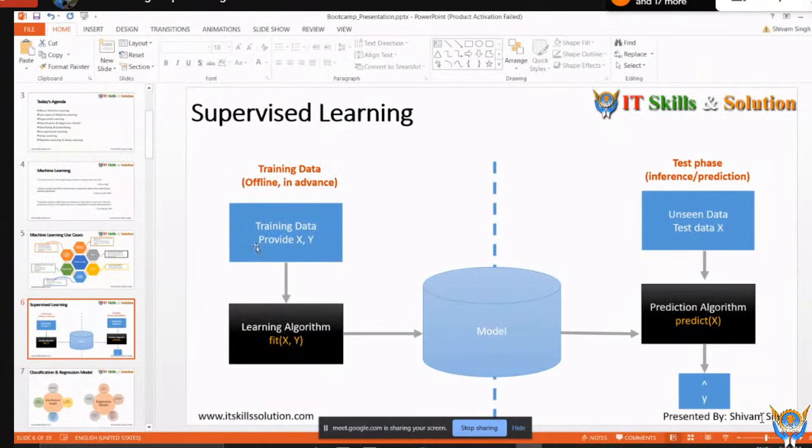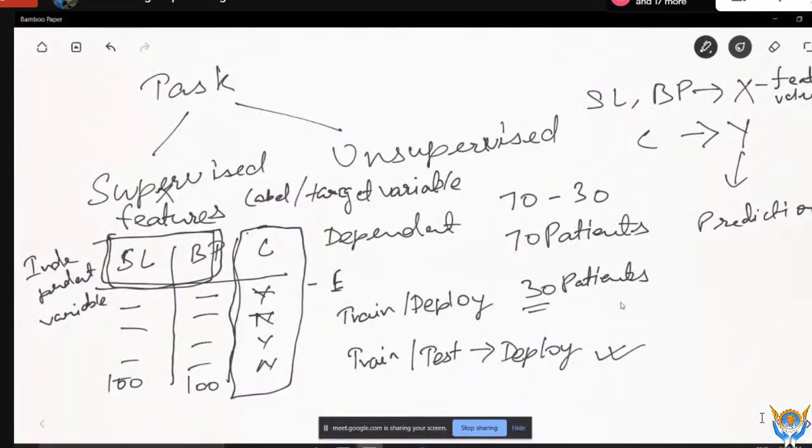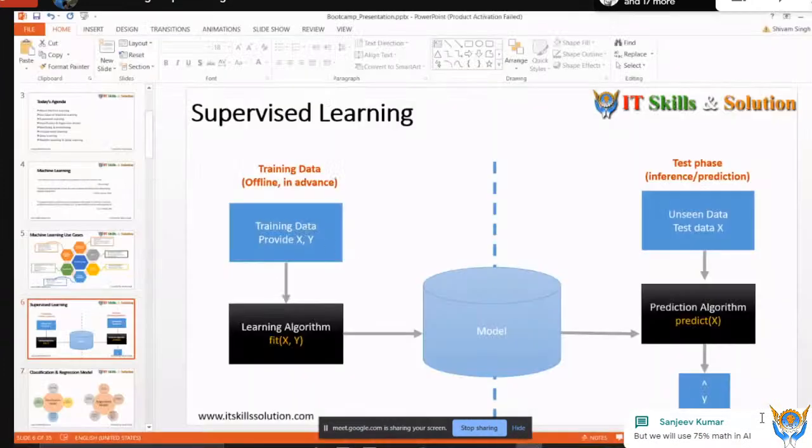So yes, then after you get this training data, what you do is you just try to fit a learning algorithm. So you have different kinds of learning algorithms, like linear regression, logistic regression, decision trees. Okay, you just need to put this x and y in this learning algorithm. Then after fitting this x and y in this learning algorithm, you build this kind of a model. Okay, so you build one model, and then there is 30% of data which is unseen.